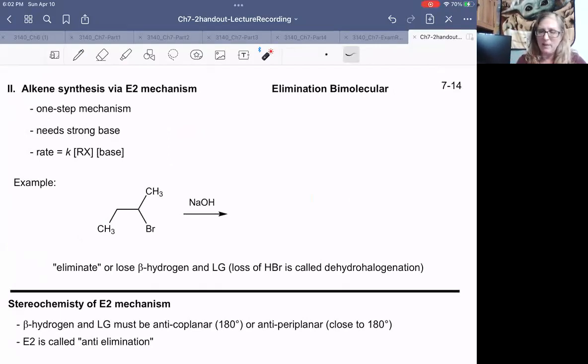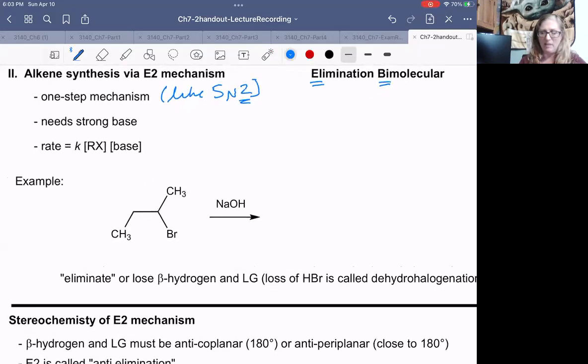Okay, and the first mechanism we're going to see is called the E2 mechanism. The E2 mechanism is called that because it is an elimination and it is bimolecular. That's what the 2 stands for. What does that mean? That means there are 2 things coming together in a one-step mechanism. So it is a one-step mechanism, very much like the SN2 reaction. The 2 in the SN2 is the same 2 that we have in the E2, a one-step mechanism that is bimolecular. It needs a strong base.